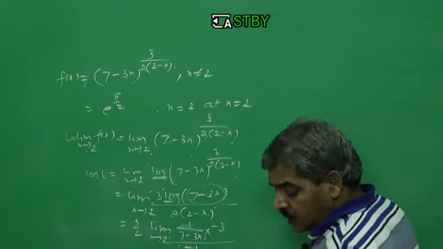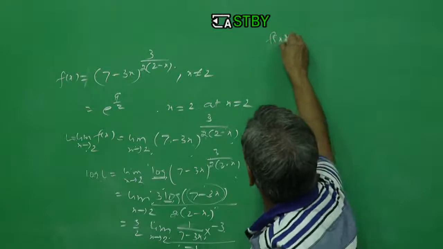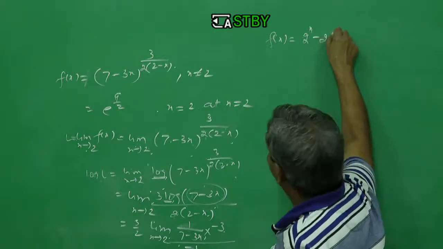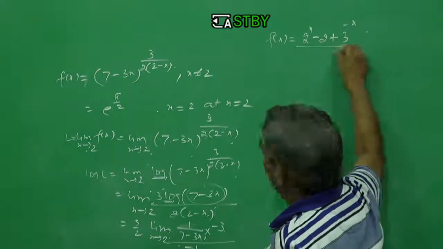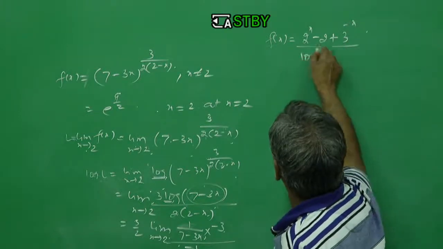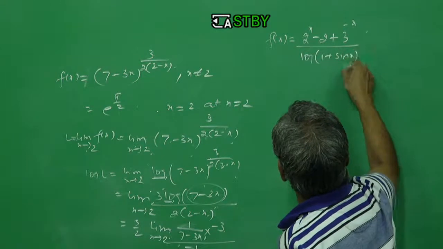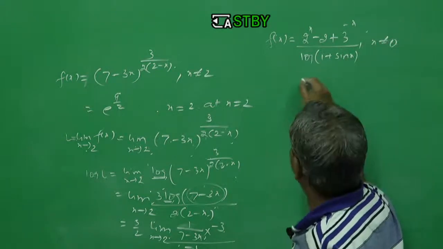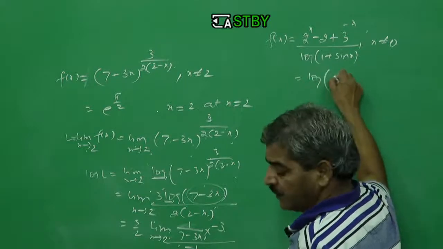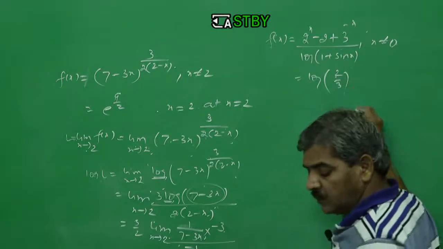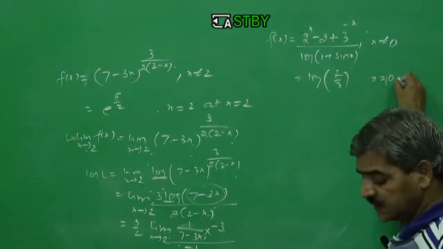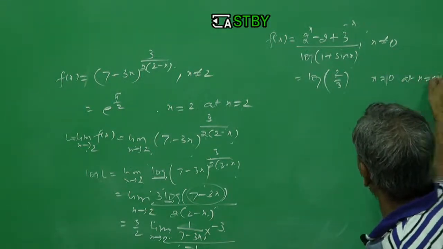लिखो, f of x is equal to (2 raised to x minus 2 plus 3 raised to minus x) whole upon log of (1 plus sine of x), x is not equal to 0. Next, this is equal to log of 2 by 3, x is equal to 0, at x is equal to 0.